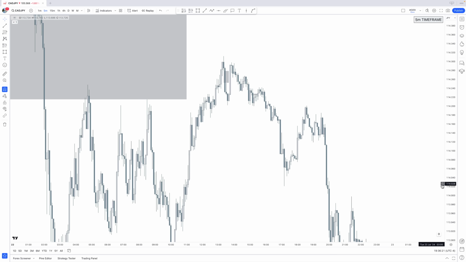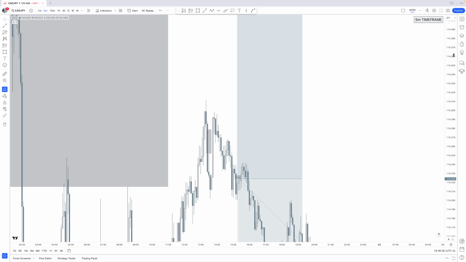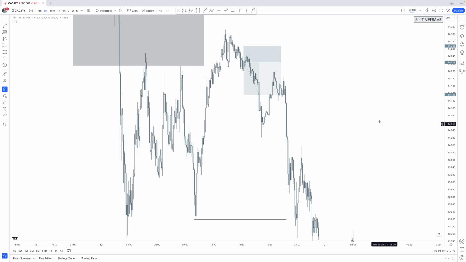Now, a question that might also arise is the following. Why target a 1 to 2 RR like this if you can simply target all the way towards the intermediate term low right there and get 9 RR?